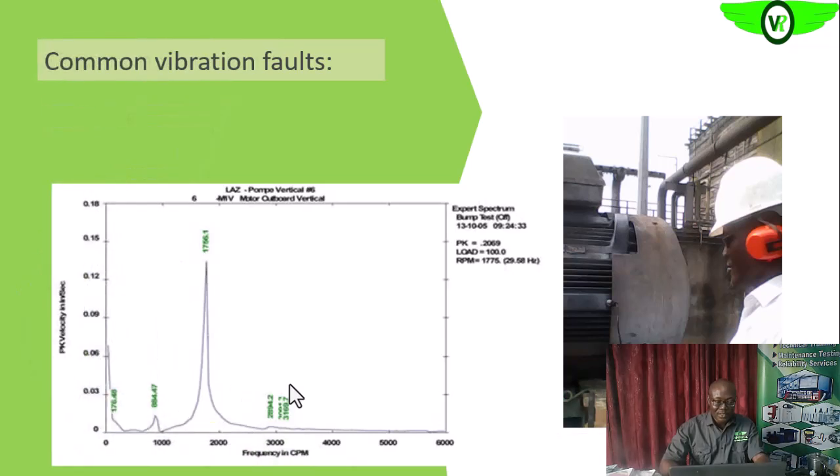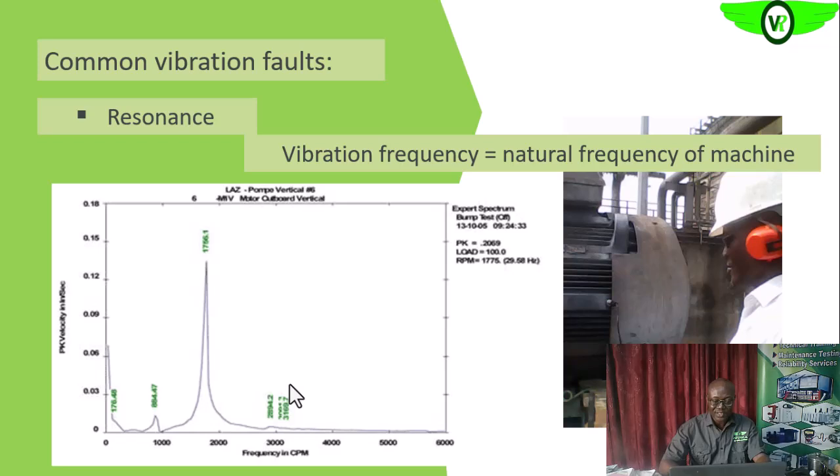Then we also have a resonance condition. Resonance is when the frequency of vibration coincides with the natural frequency of the equipment. Are we getting it? So that tends to amplify the vibration. If you see an abnormal peak, most likely you may be looking at resonance at that resonance frequency. So the vibration frequency is equal to the natural frequency of the machine.